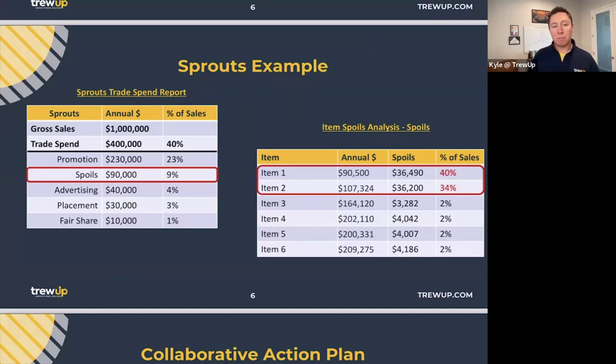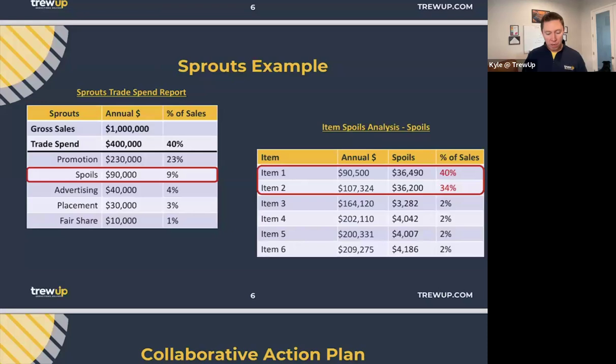Promotion, advertising, placement, those are going to be more of your working trade, where spoils is going to be non-working trade, right? These dollars are not doing anything to drive our business forward. Of course, we know that this happens, and 0% is probably not what we're looking for here realistically, but 9% of my revenue going towards spoils is a problem, right? It's an opportunity.